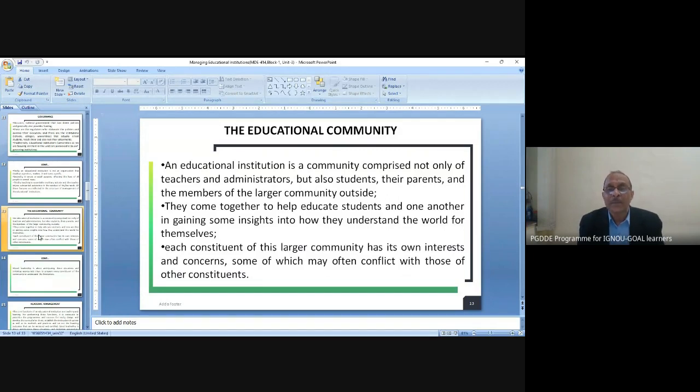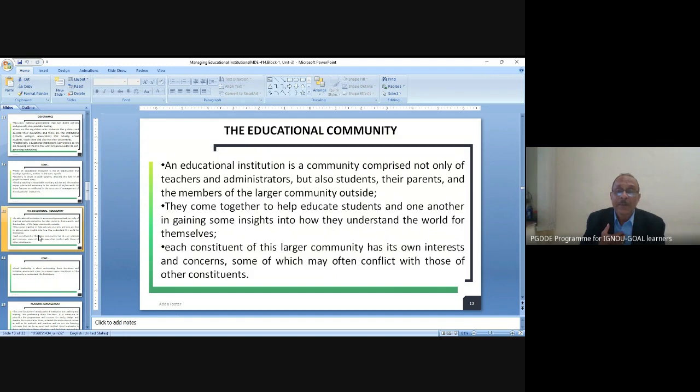Sometimes the community comes and tries to help the schools, particularly at school level. The school doesn't have much funds. You don't have a proper school building. The community says, okay sir, we'll construct a school building for you. This is how the relation between the institution and the community works. Each constituent of this larger community has its own interests and concerns, some of which may often conflict. When you have too many stakeholders, their interests may differ. At times the interests of parents and community may be different from those of the institution. That will be a clash, but it has to be addressed.